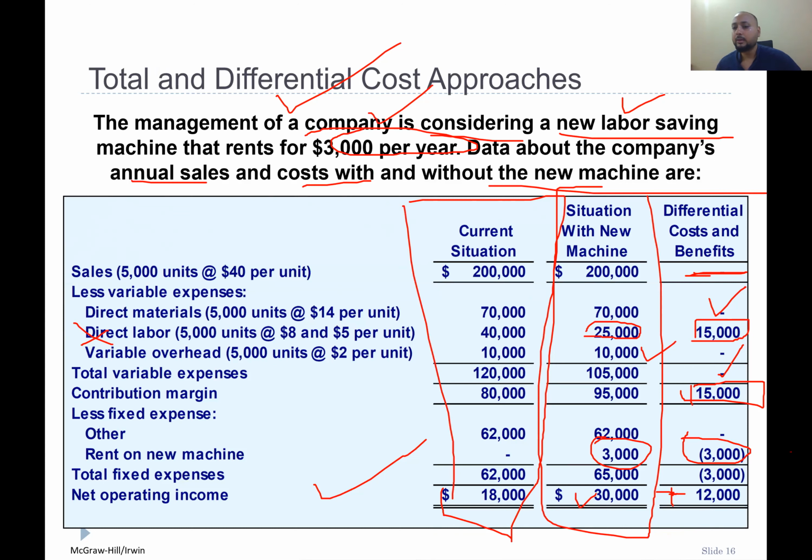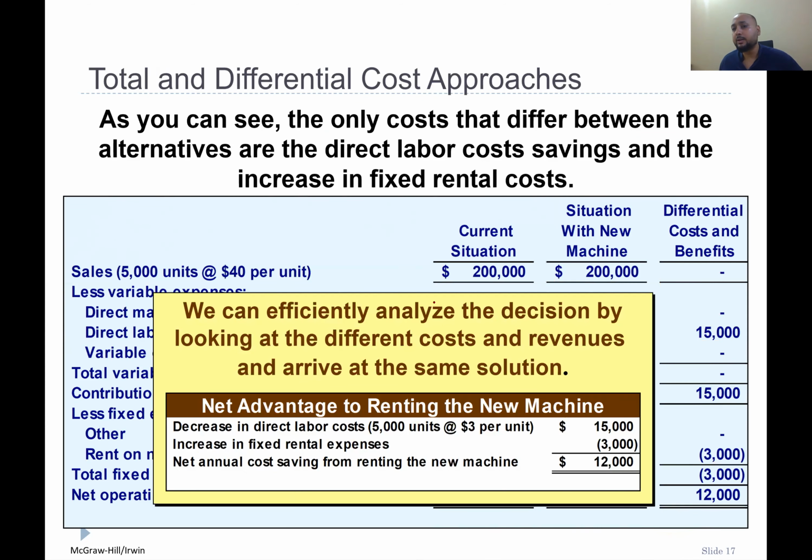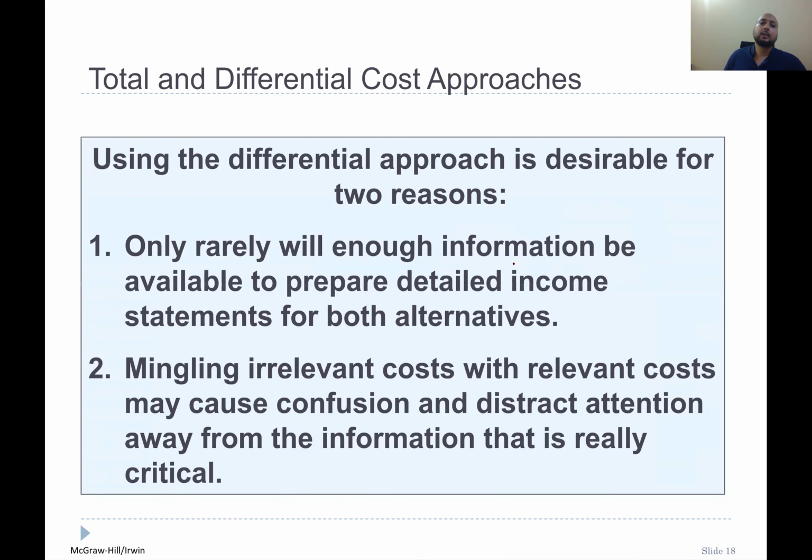So the answer is clear. This is the positive side, positive number. It means you should accept this offer, right? So this is how you analyze based on relevant and irrelevant costs or differential cost, right? So net advantage is not because your sales have increased, your sales have not increased, right? Look here. It's just the saving of your cost. So cost is saving, it means your profit is going to increase, right?